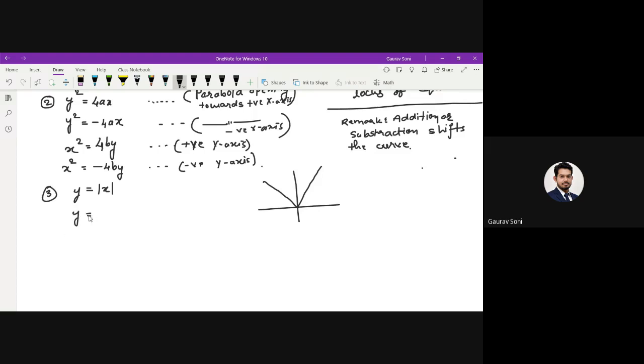So previously, while solving probability, we came across this definition, and it said that mod x is going to be x if x is greater than 0, and it is going to be minus x if x is less than 0. We saw this. If you draw the graph of y equal to x for all x greater than 0, it is like this. And for x less than 0, y equal to minus x, it is again a straight line. For the negative side, it is like this. So this is the graph.